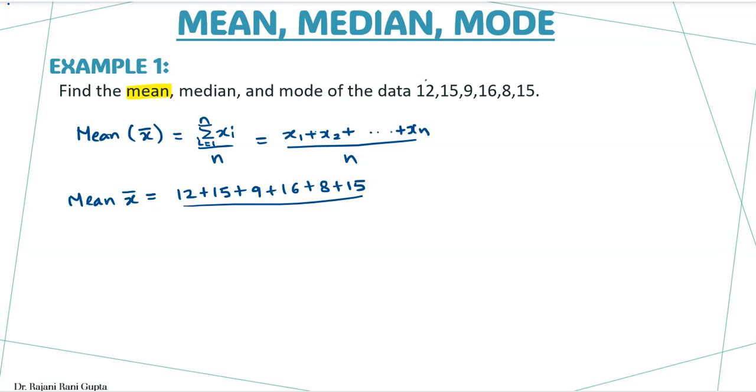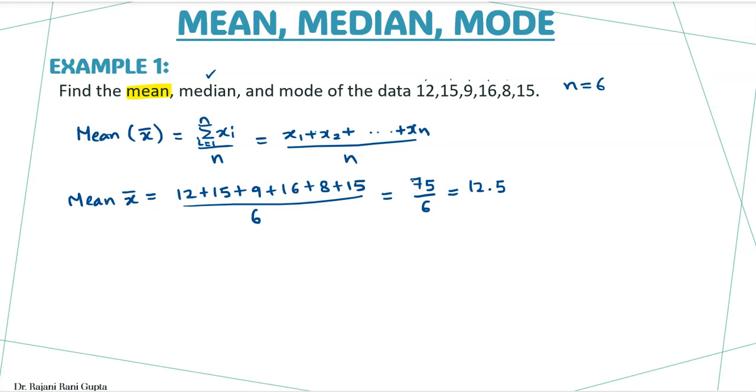So how many are there? 1, 2, 3, 4, 5, 6. So n is 6, divided by 6. And then you just get this number by using a calculator. So what does this give you? This gives you 75 over 6. That is 12.5. This is your mean.